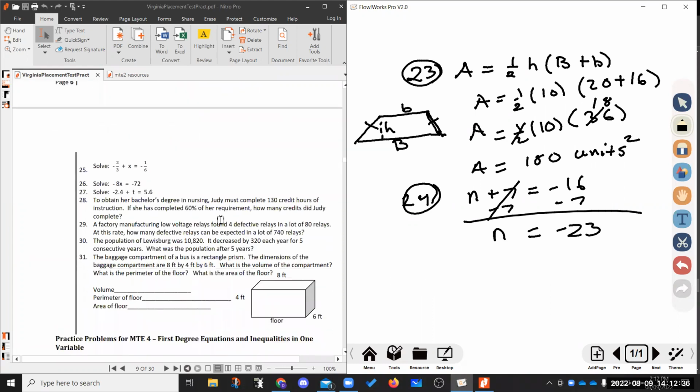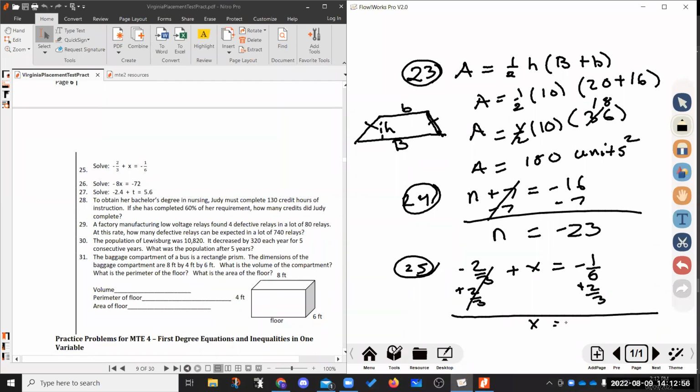Moving right along here, we've got 25. It asks us to solve -2/3 plus x is equal to -1/6. So I'm going to have to add 2/3 to both sides. When I do that, I have to make a common denominator here. So this is -1/6 plus 4/6, right? So that's going to be 4 minus 1, which is 3/6, which is the same thing as 1/2. So x is equal to 1/2.